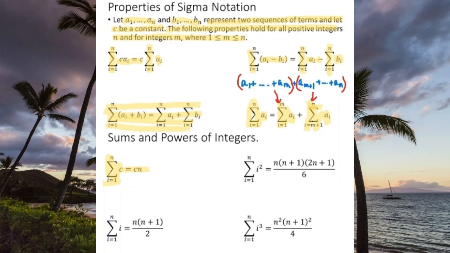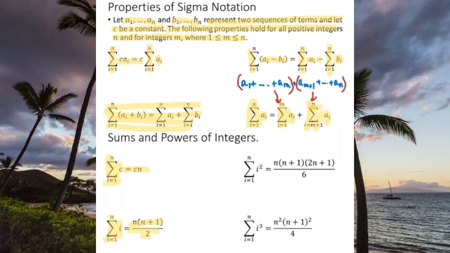The next three properties involve adding powers of i together. The derivation of these is not very intuitive, but you can find them easily online. The first, the sum from i equals 1 to n of i equals n times n plus 1 all over 2. In other words, if I add together the first n positive integers, I get the sum of n times n plus 1 all over 2.